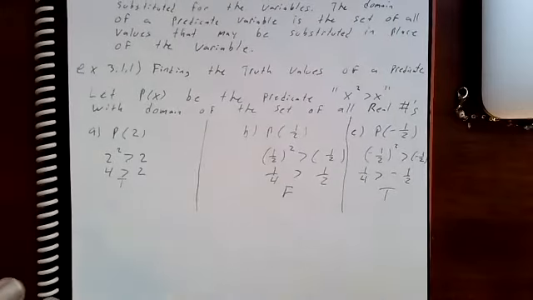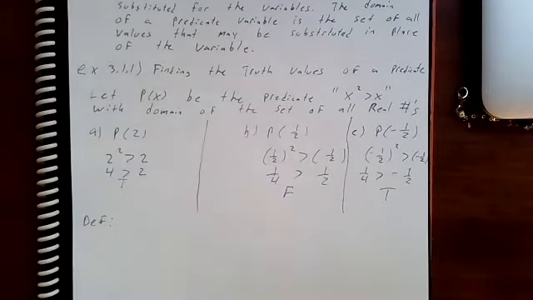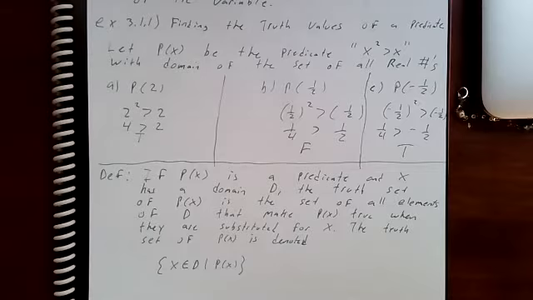All right. Let's try another definition here. This next definition is a little bit more important because, as you saw with the predicate, it seemed almost meaningless. Why do I care about P of 2 or P of half, P of -1/2? Well, eventually the ones we will care about are the sets of values that make a predicate always true.